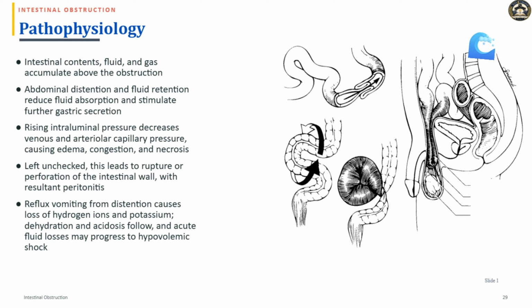If left unchecked, this progression can lead to rupture or perforation of the intestinal wall, causing peritonitis. The distension can also cause reflux vomiting, leading to a loss of hydrogen ions and potassium, which can result in dehydration and acidosis. Severe acute fluid losses may further progress to hypovolemic shock.